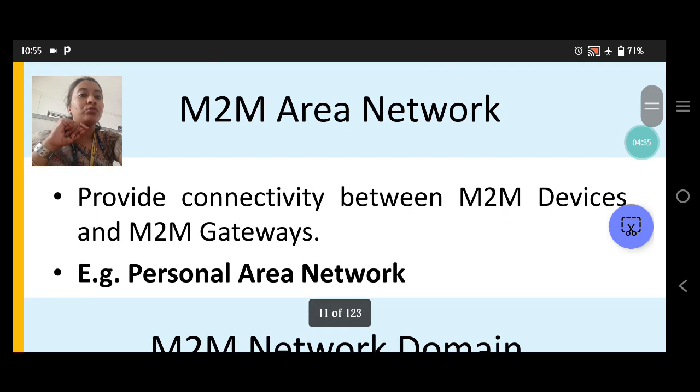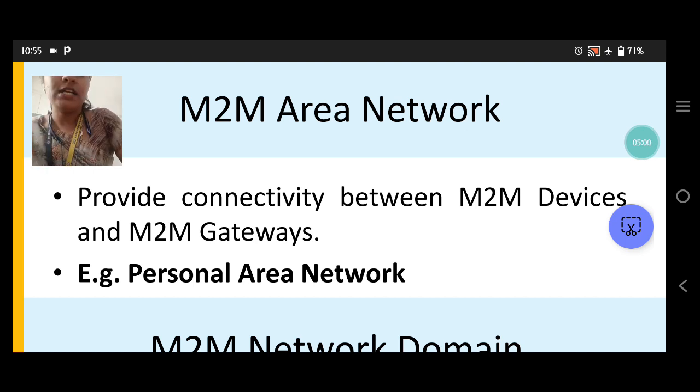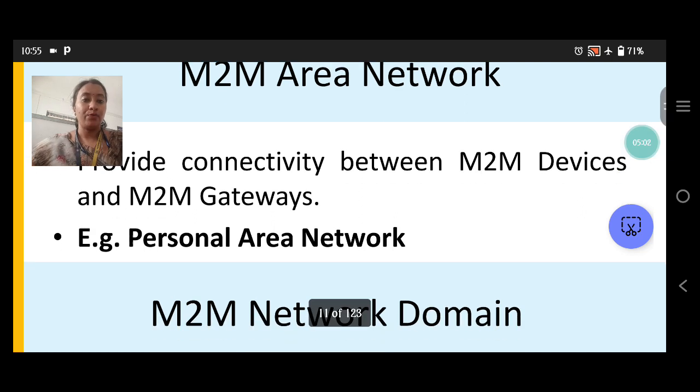The M2M area network provides connectivity between the M2M devices and the M2M gateways. It acts as a centralized place for both the device connectivity and the gateway. The gateway acts as an intermediary between the signals, the information gathered, and the input we want. That is the personal area network.